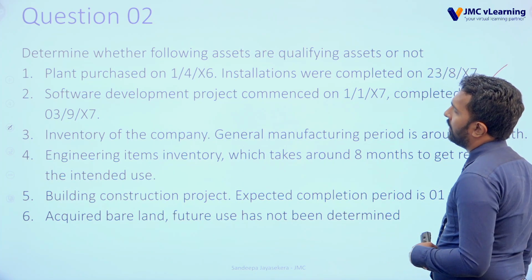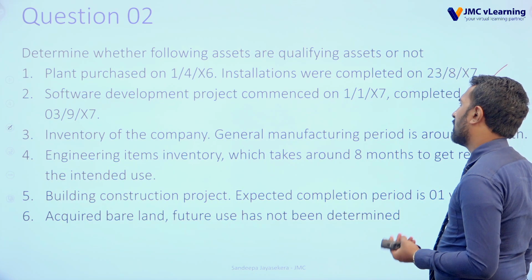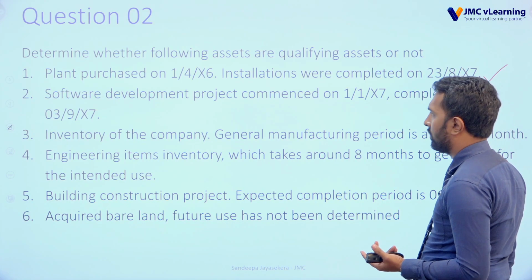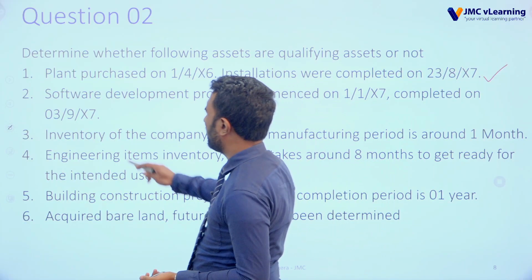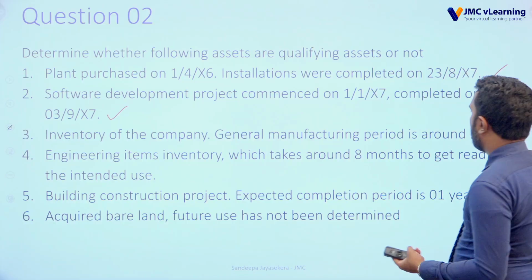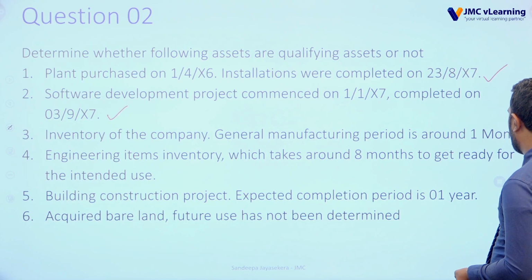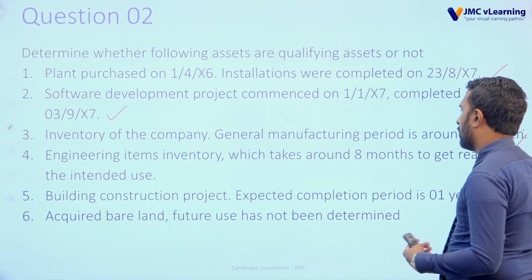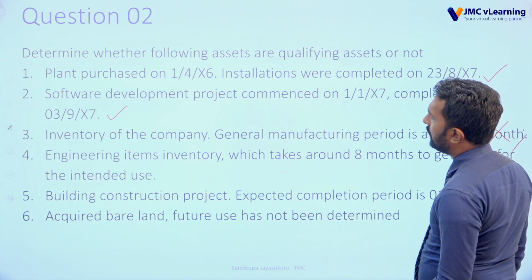It's a qualifying asset. Software development project commenced on 1st of January, completed on 3rd of September. Yes, more than 6 months. Yes, qualifying asset. Inventory of the company, general manufacturing period is around 1 month. No, 1 month we don't consider. Engineering items inventory which takes around 8 months to get ready for its intended use.